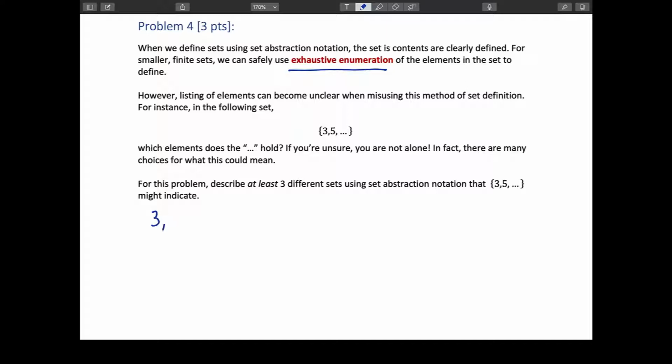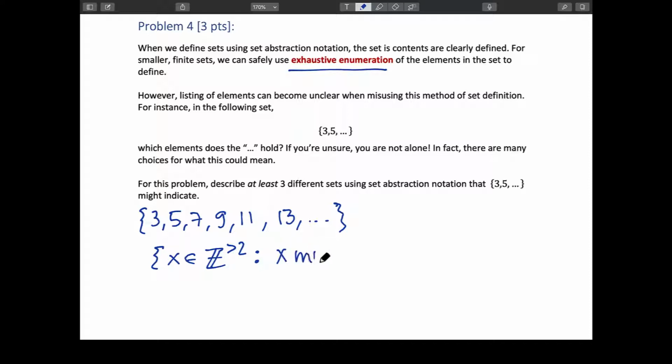Maybe what's held there is 3, 5, 7, 9, 11, 13, all the odds. If that's the case, then what that's describing is all x in Z greater than 2, we'll say, such that x mod 2 is equal to 1. So it's all the odds, all the odd numbers greater than 2. So that's a possibility.